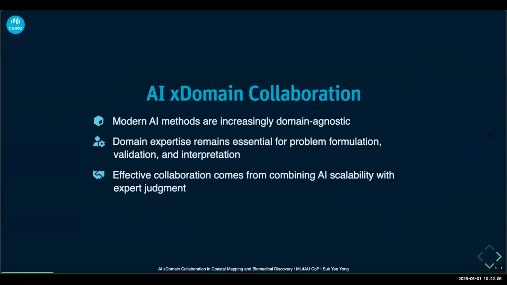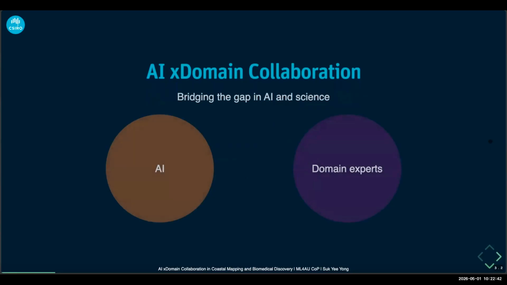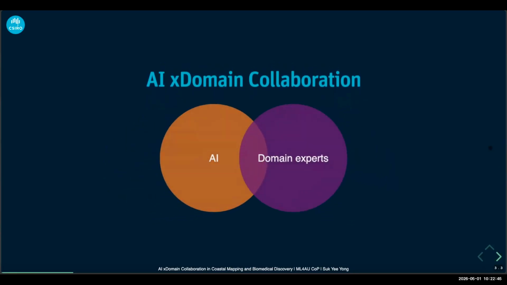Why is this important? Of course, modern AI methods are increasingly domain agnostic right now. Of course, that doesn't mean that domain experts are not needed. They are really essential in this case for problem formulation, validation, and also the interpretation of the analysis of the results. And effective collaboration comes essentially from combining these two, the AI and the domain expert. I'd just like to show this: AI and domain expert and then its crossover.